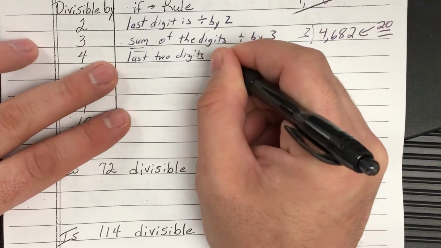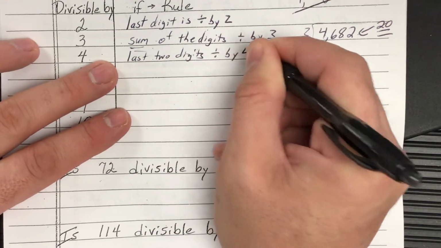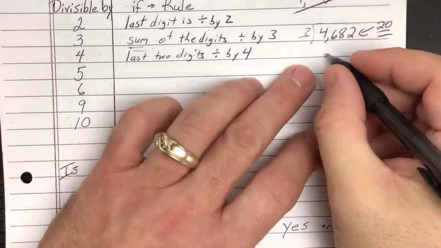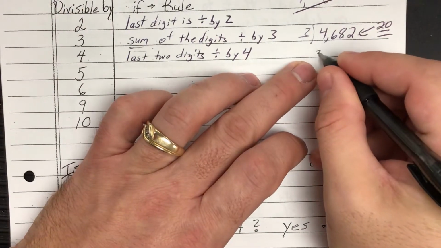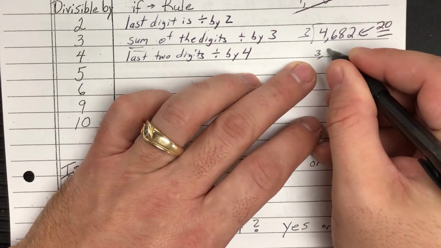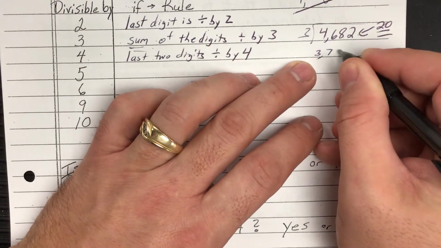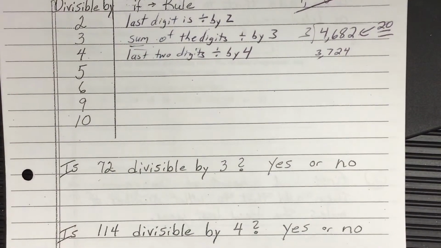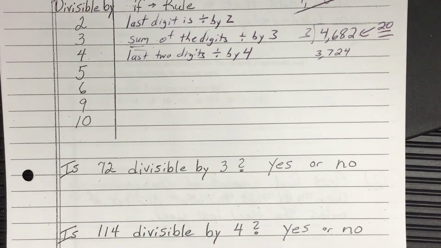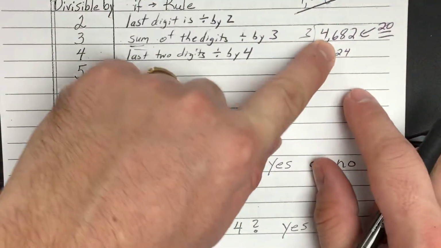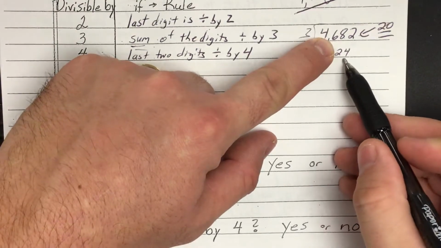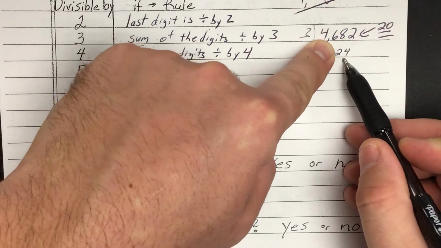Last 2 digits are divisible by 4. So it doesn't matter anything else. You look at the last 2 digits. So I could have a number of 3,724. Okay, I want to know if 4 goes in there. So you look at the last 2 digits. Does 4 go in there, Maddie? Yes. 4 goes into 24 6 times, right? So 4 goes in there.